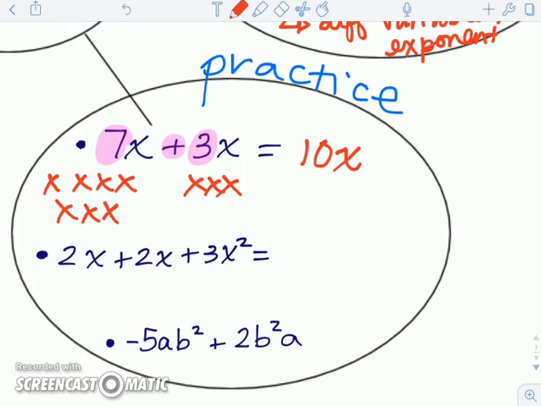I have 10 x's. Notice it did not become 10x squared. So that's not what I started with. When we're combining, your exponent should not be changing. So 7 x's plus 3 x's leaves me with 10 x's.